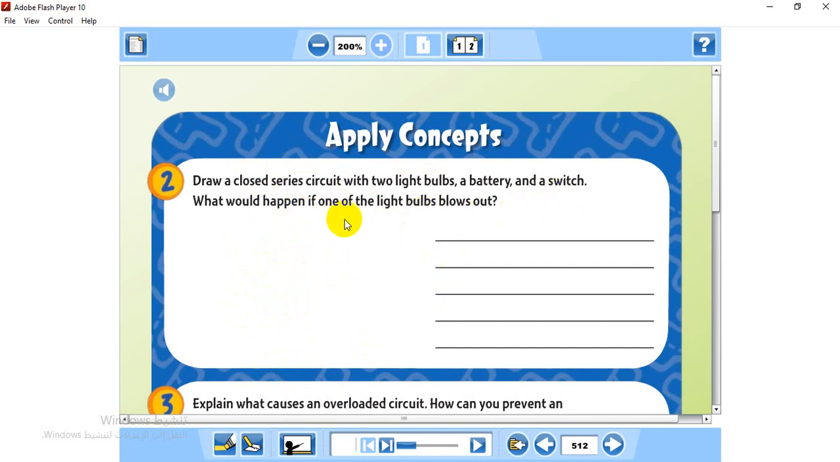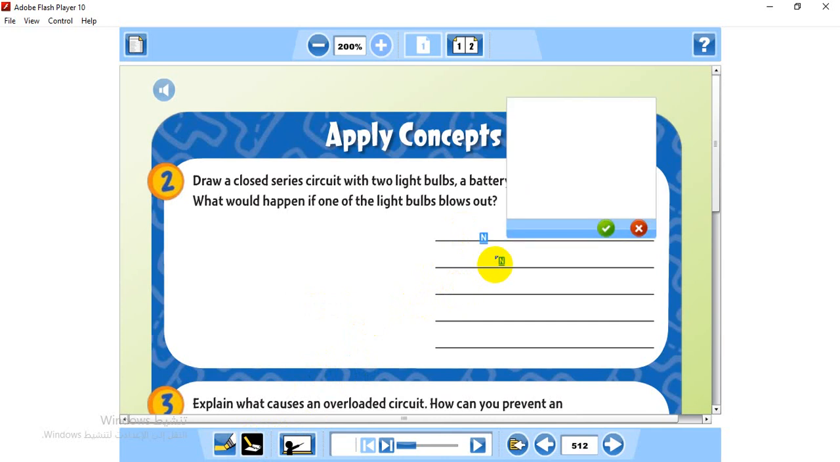What happens if one of the light bulbs burns out? They're asking you what will happen if you draw now a circuit with 2 light bulbs, and one of these bulbs burns out. What will happen to this circuit, or what will happen to the second light bulb? Okay, I will tell you what will happen here. I told you many times. We explained it I think many times. Okay, I have to write it here.